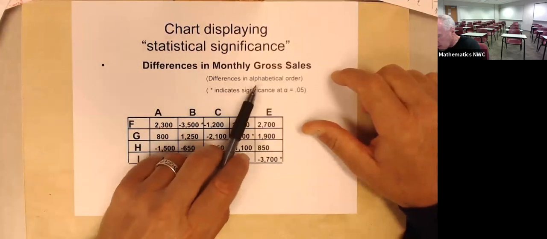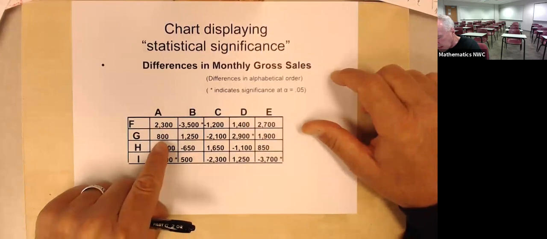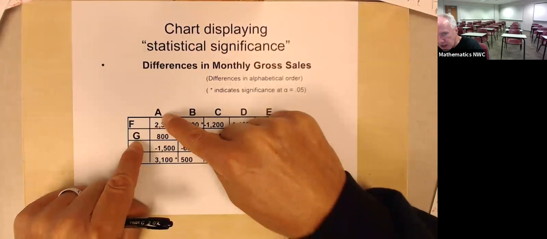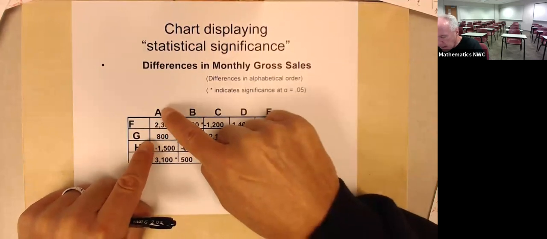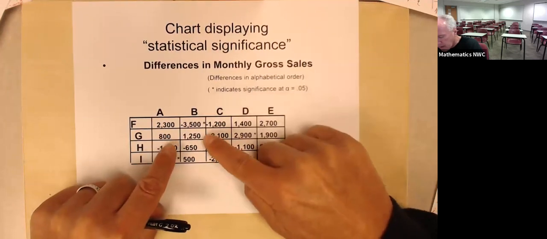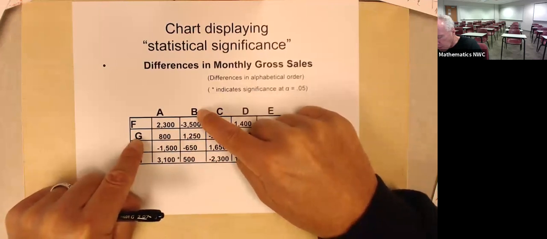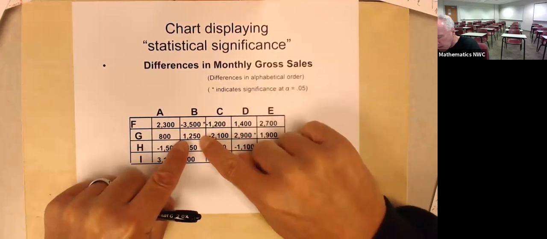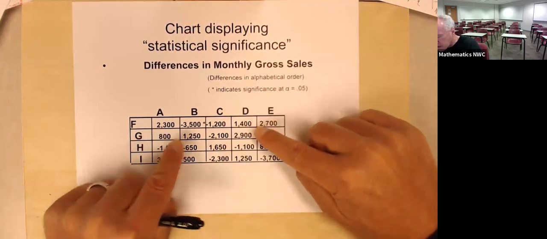The differences are in alphabetical order. So for example, this 800, it's the difference between A and G. Alphabetical order means it would be A minus G is the 800. This one is the difference between B and G. Alphabetical order, B comes first, so it would be B minus G is that one. C minus G is that one. D minus G is that one.